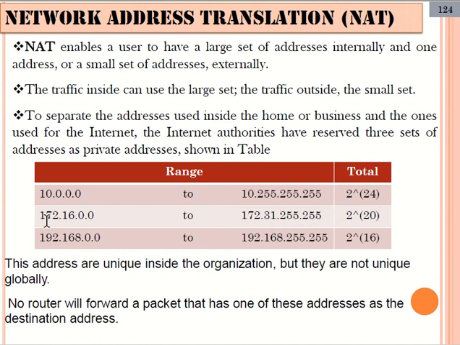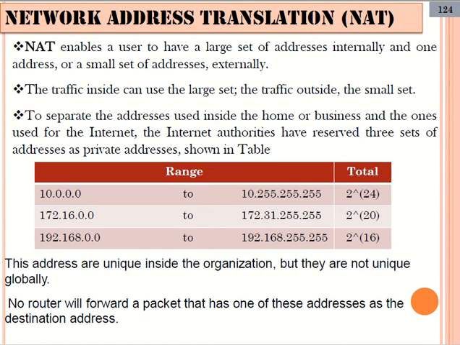The second set starts with 172.16.0.0 to 172.31.255.255, that is 2 to the power of 20 addresses. And the last set is 192.168.0.0 to 192.168.255.255, that is 2 to the power of 16 addresses.